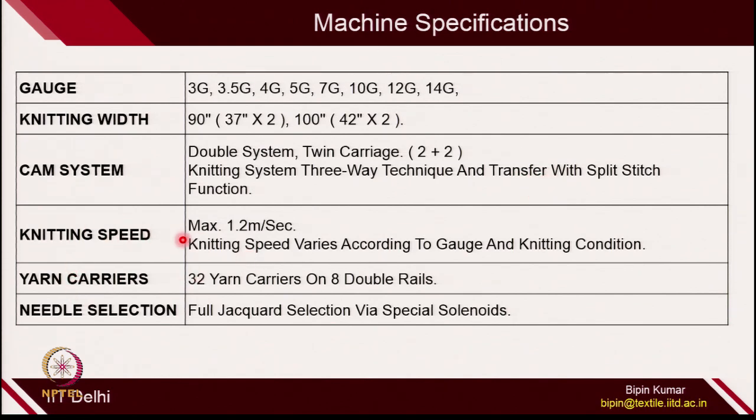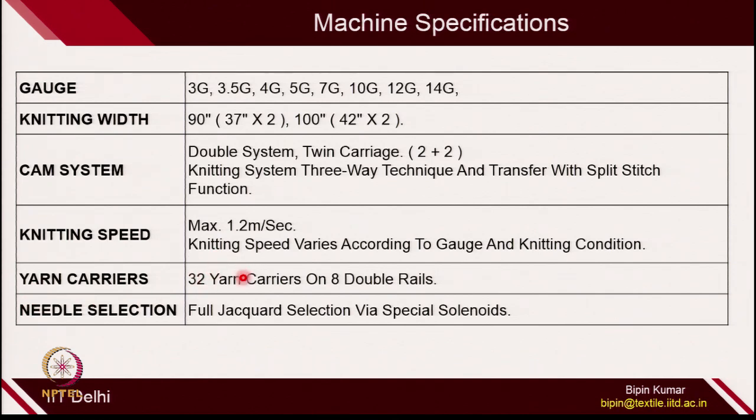Knitting speed, we can have the speed from 0 to 1.2 meters per second. We have also seen this machine which is going up to 1.5 meter or 2 meter per second. Knitting speed definitely varies with the gauge and knitting conditions, but naturally, whenever you go for automation in the knitting technologies, the speed will always be higher than the manual speed. So, this is also something you need to take care of. If you want very high productivity, you must check what is the maximum speed of the machine.